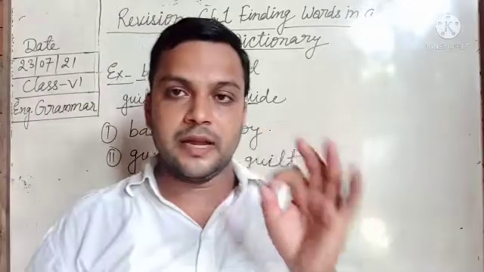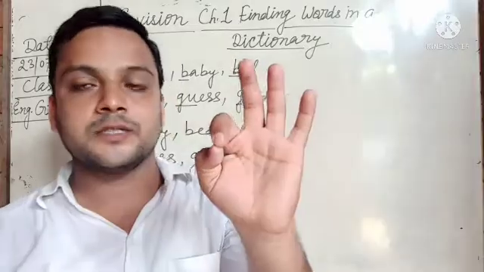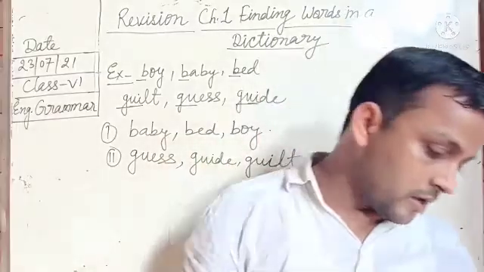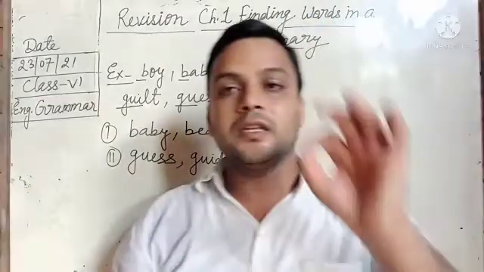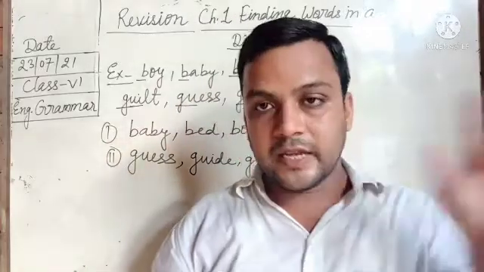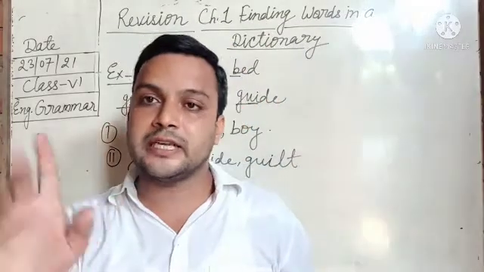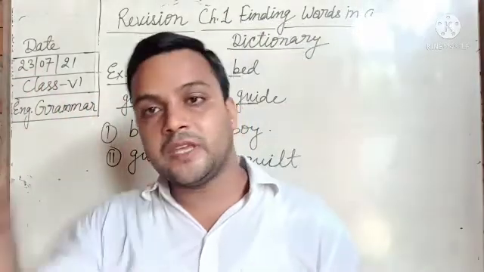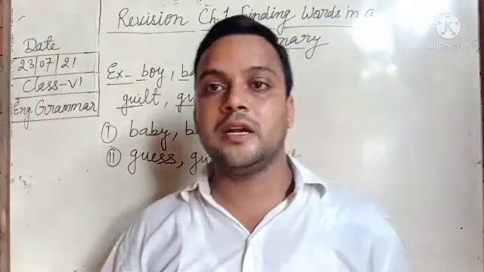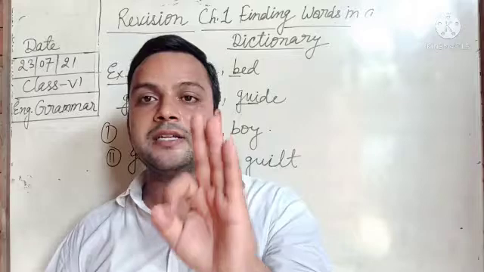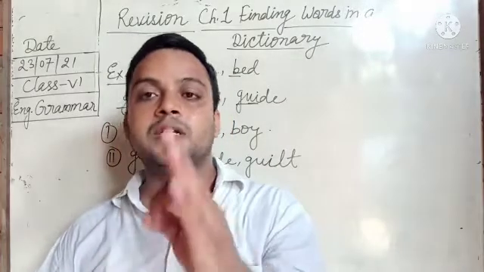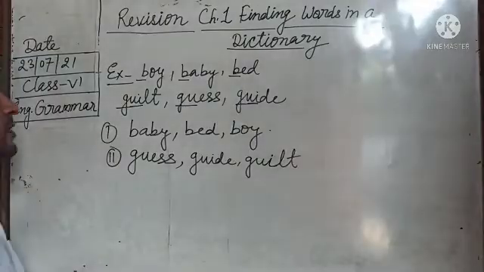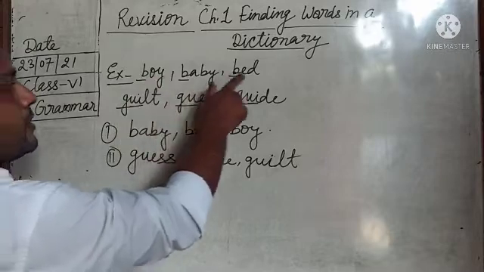Students, the rule is that if the beginning letter of the words is the same, then the words are arranged according to the second letter. If the first two letters are the same, then the words are arranged according to the third letter. If the first three letters are the same, then the words are arranged according to the fourth letter. I have written the example. Just see here. Boy, baby, bed.